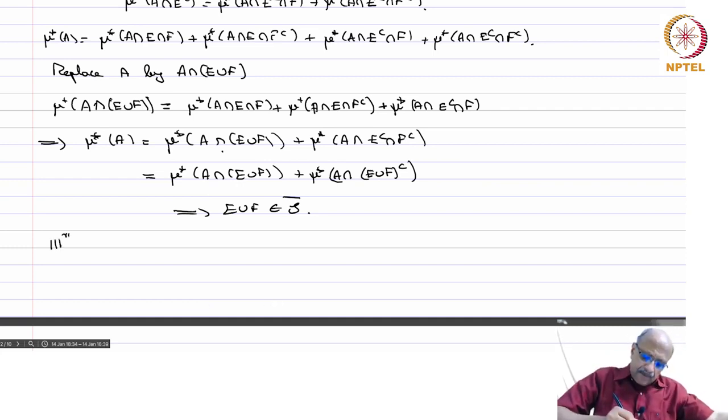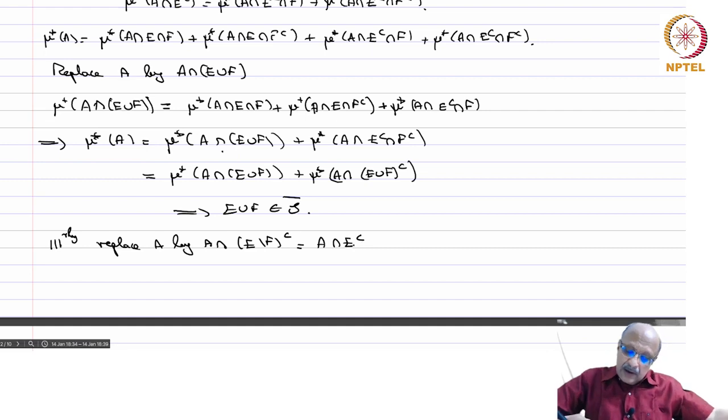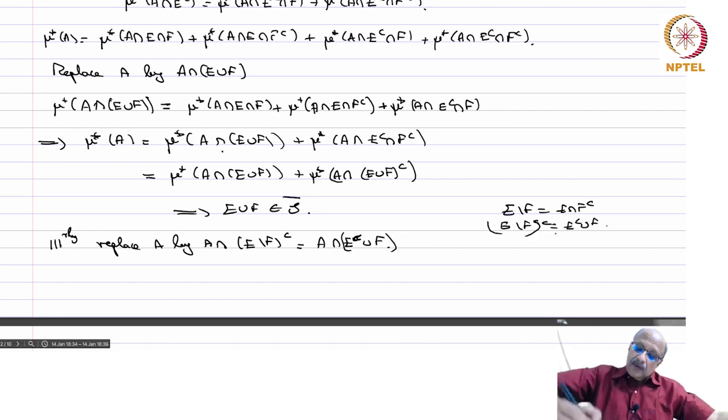So similarly, replace A by A intersection E minus F complement, which is A intersection E complement intersection F, because E minus F is nothing but E intersection F complement. So E minus F complement is E complement union F. Okay, so that is what we have.